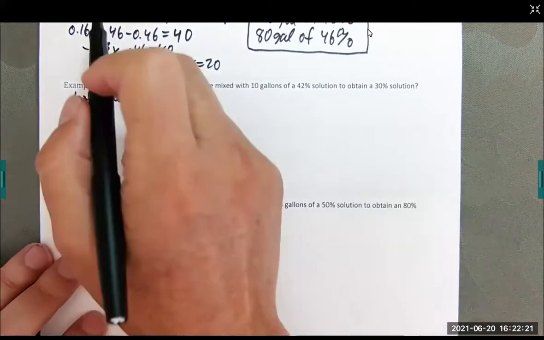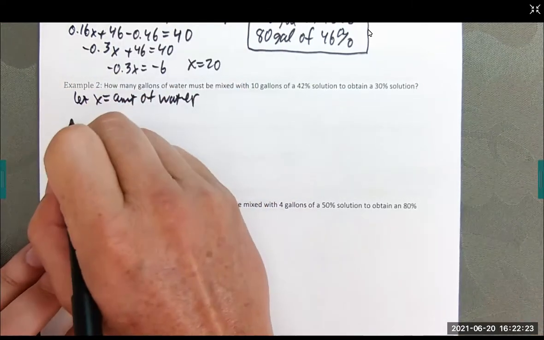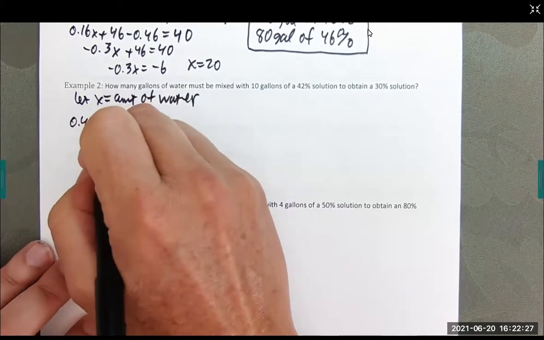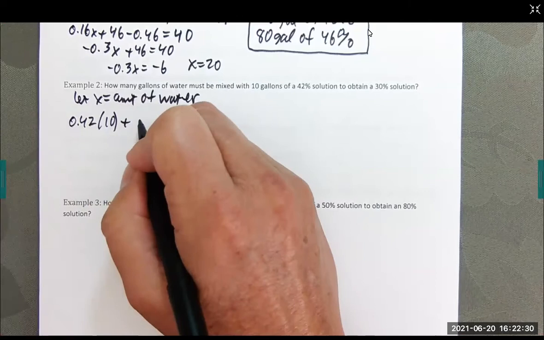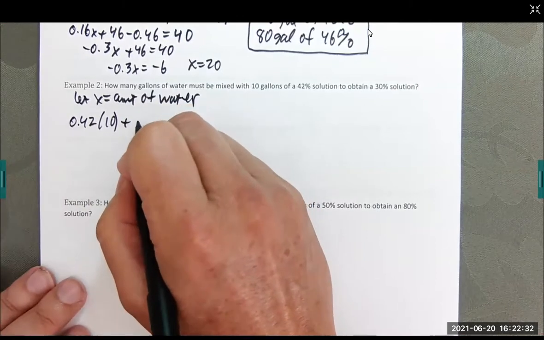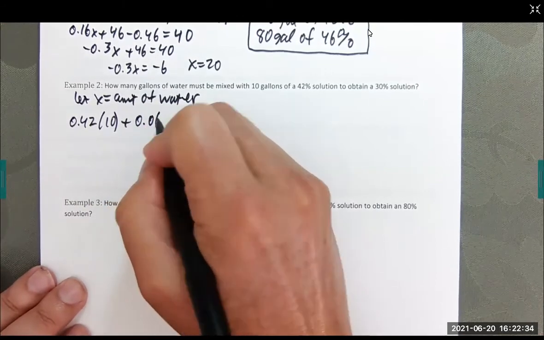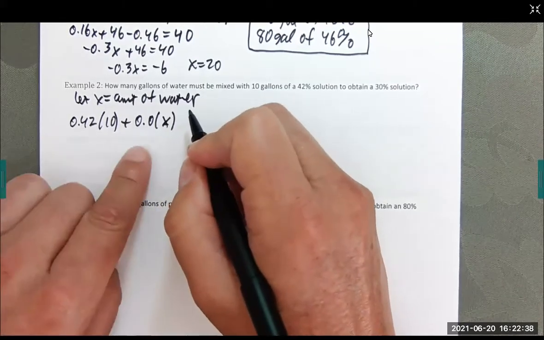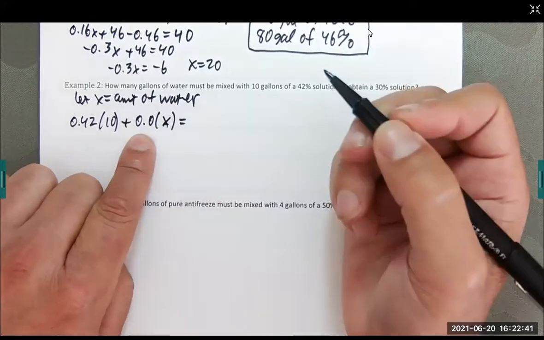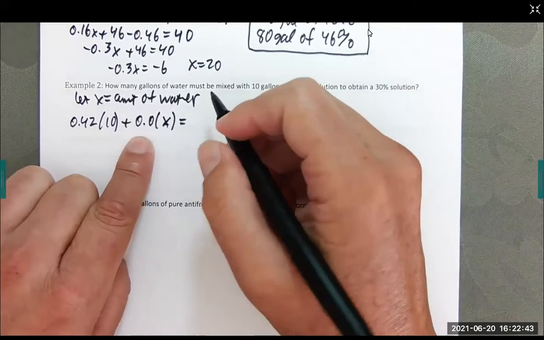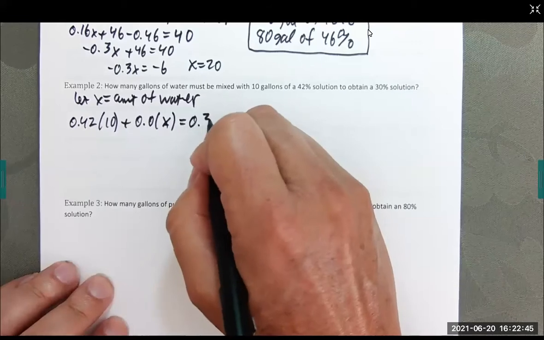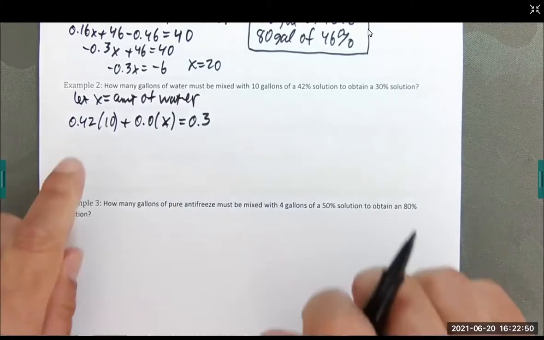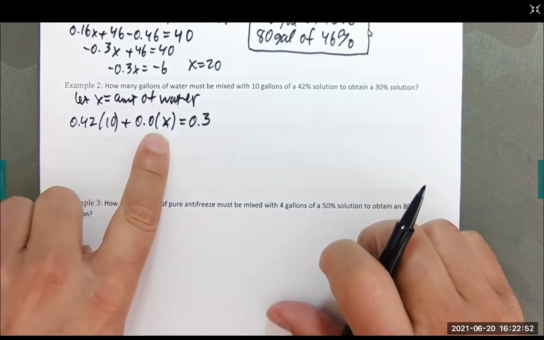So technically, if I want to do it this way, it's going to be 42% of the 10 gallons plus 0% of the water, right? There's 0% of the chemical in the water, should equal the 30%. Now, I want to point out the total amount of liquid that we're going to be getting is going to be the 10 plus the X.